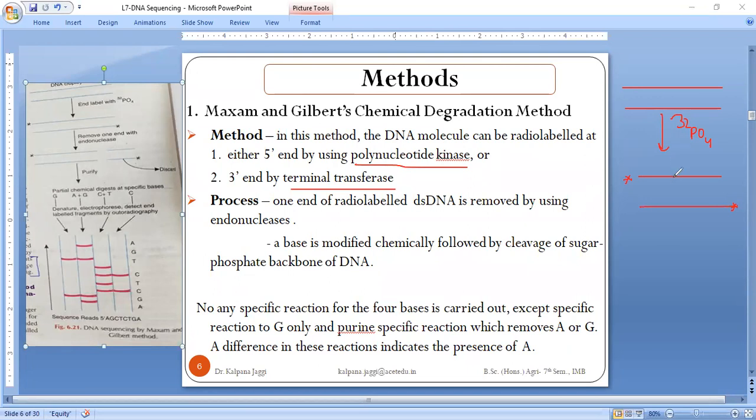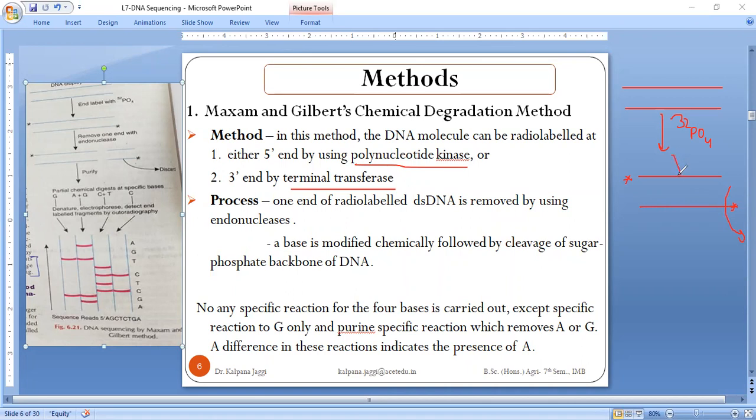Now, one end of this radio labeled DNA is to be removed. Although we have placed the radio label at the 5 prime end, if it is labeled in one strand, it is automatically labeled in the other strand also. Now, out of these 2 strands, one radio labeled end is to be removed, and we cannot remove it without the action of an enzyme.